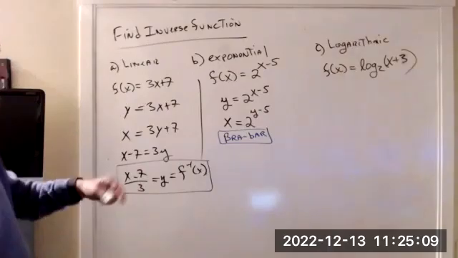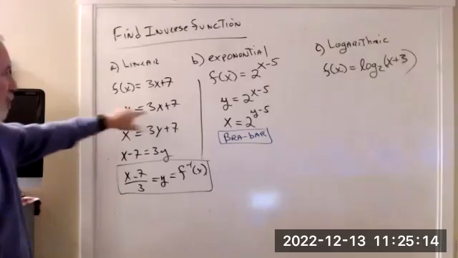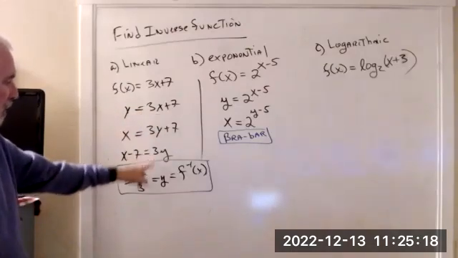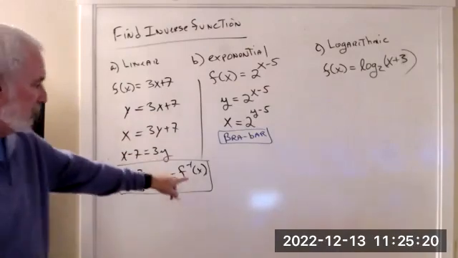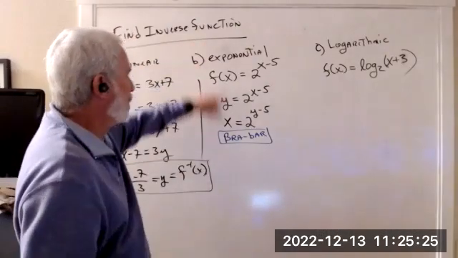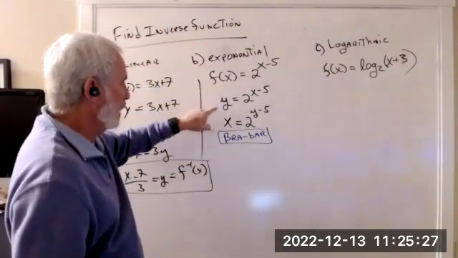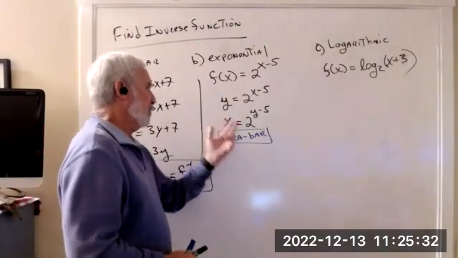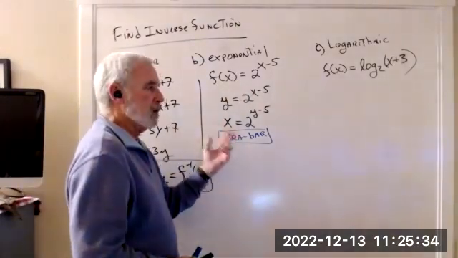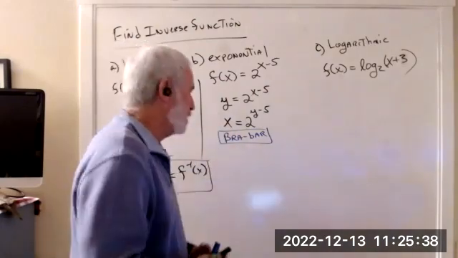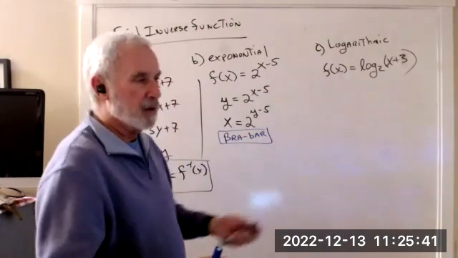Real quick, I forgot to turn on the recording. You change f of x into y, you swap x and y, and then you try to solve for the new y value, get y alone, and then you write it as f inverse. I'm just reviewing because I forgot to turn it on. We started this problem, set f of x equal to y, swapped x and y, and then I indicated that there are 2 ways to do the problem from this point. One is the Bra-Bar rule, the other is take the log of both sides.